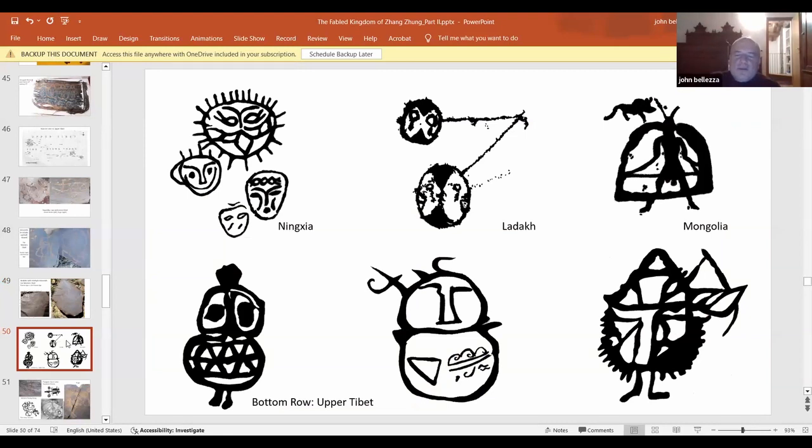Here, the bottom row are Tibetan; in the upper row, we have Ningxia, Ladakh, and Mongolia. They're also found in southern Siberia. And so, for whatever reason, these stylized faces and bodies in the late Bronze Age were an important, cosmopolitan marker of cultures all through Inner Asia.